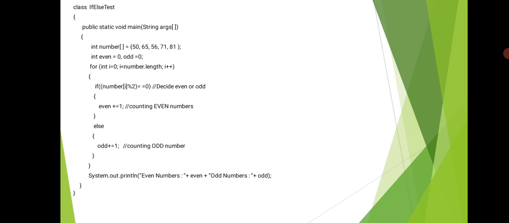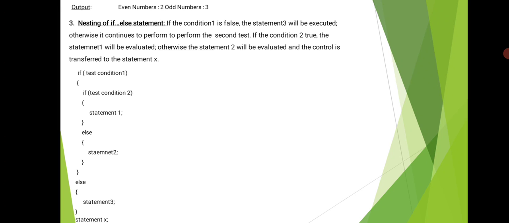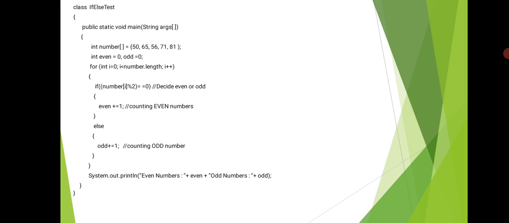So how many evens are there here? 2 even numbers are there, 3 odd numbers are there. So the output will be even number equals 2 and odd number equals 3. Here in the same statement we have written even number, which is in the control string in double quotes. Then plus even is a variable name, so we are not giving it double quotes. Again plus odd number, we have given in double quotes because it is a string, plus odd which is a variable.